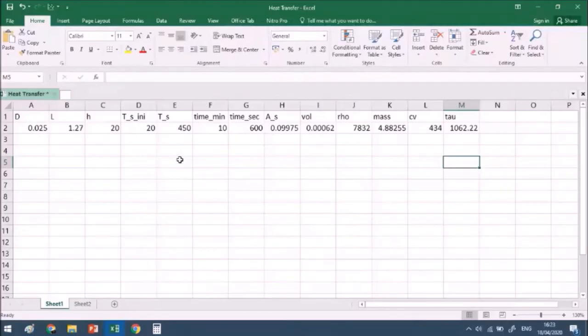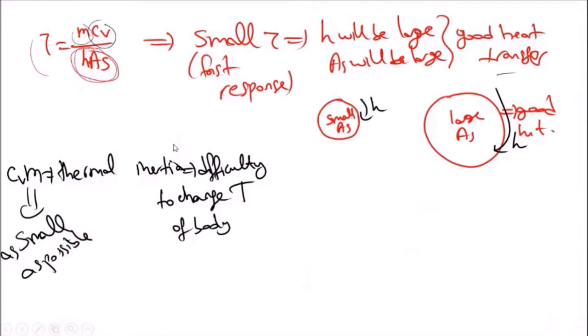Yes, Fişrat. How do we find tau here? Tau is M into CV divided by H into AS. We calculate M, we calculate CV, we know H, and we calculate AS.